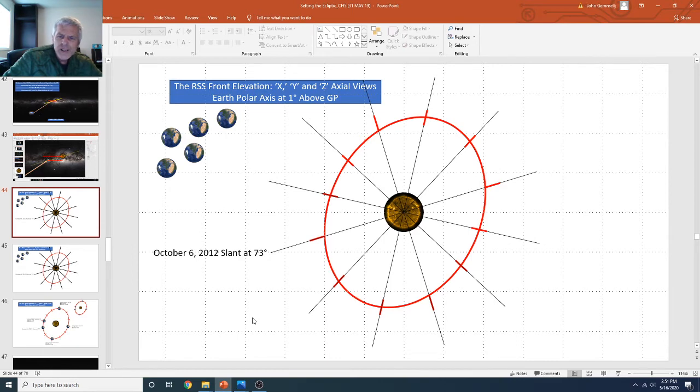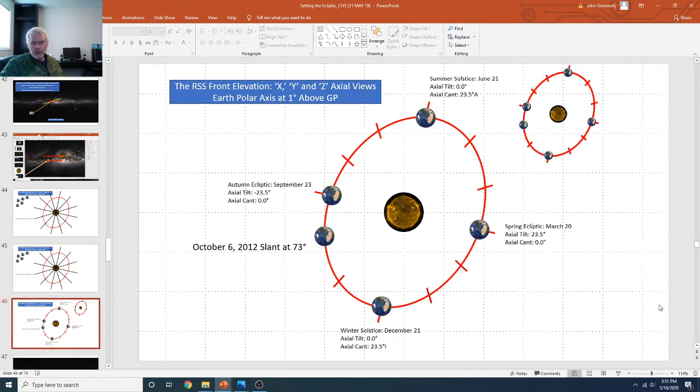That's why. All right, so here we have this great something. Okay, and here we have another great something that looks just like the first great something. And here's a whole bunch of other somethings. Okay, so here's what we're looking at, right? On October 6, 2012, the slant was at 73 degrees.